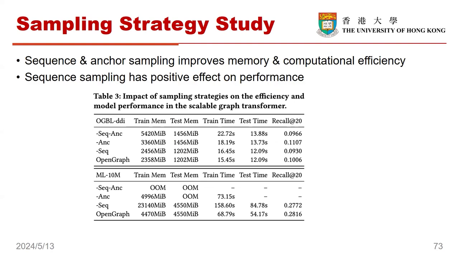So in the next experiments, we try to study the influence of our sampling strategies. We apply two sampling strategies. The first one is to conduct sequence sampling, and the next one is to conduct the anchor sampling. And we can observe that these two techniques both improve memory and computational efficiency. And also we can see that the sequence sampling has a positive effect on the model performance.